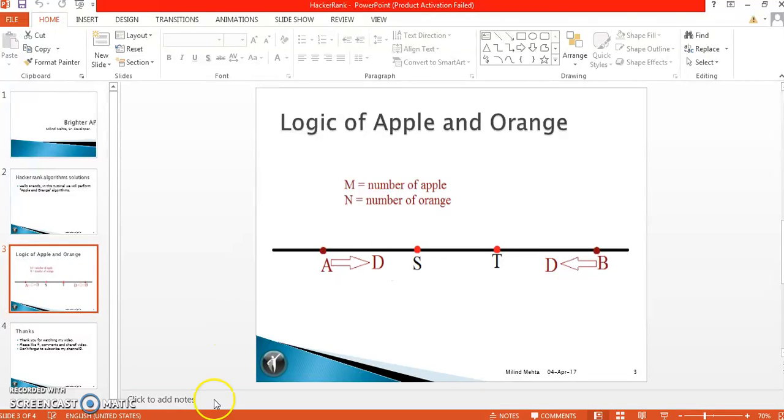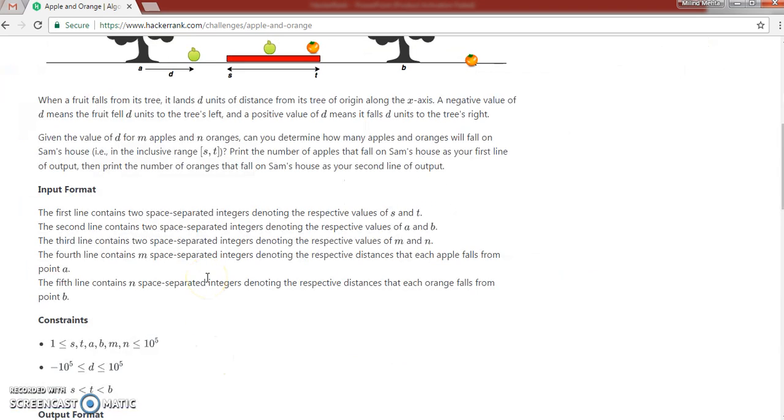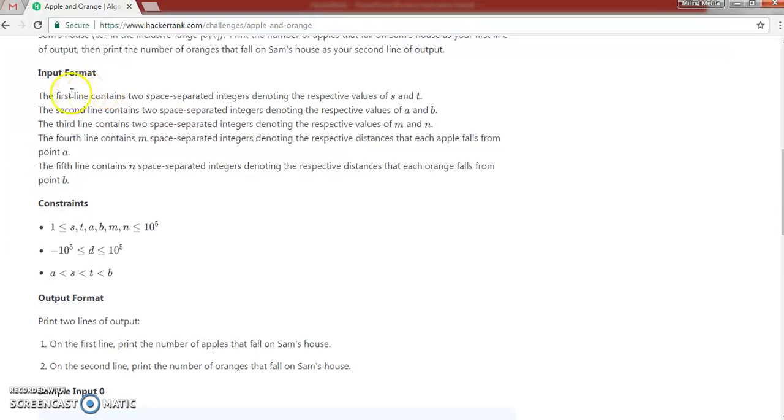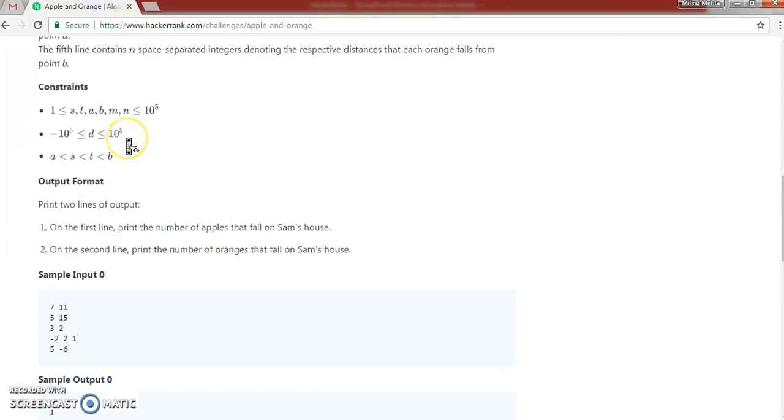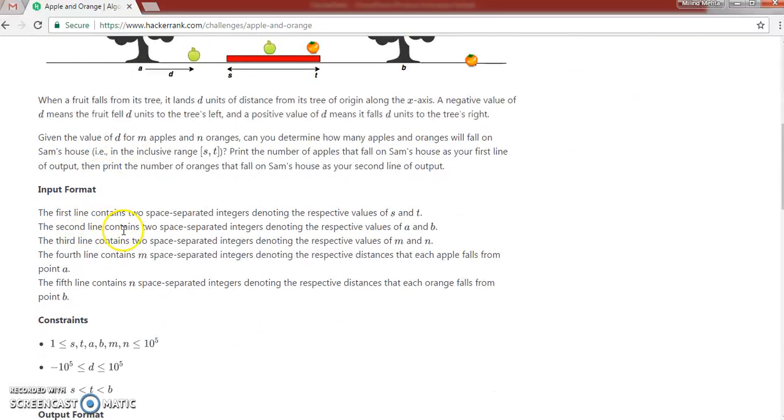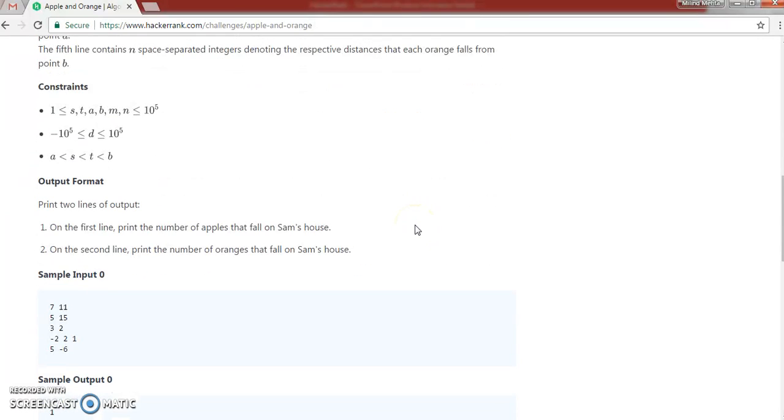Okay, so let's try to understand with the input. In the first line, there are two space-separated integers denoting the respective values of S and T, the starting point and the terminating point. So on the x-axis, from 7 to 11, it will be Sam's house. The second line contains two space-separated integers, a and b. What are a and b? a is the apple tree location and b is the orange tree location. So here a is less than 7 and b is greater than 11.